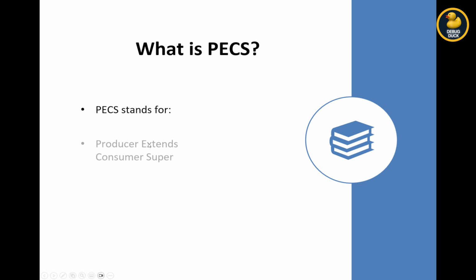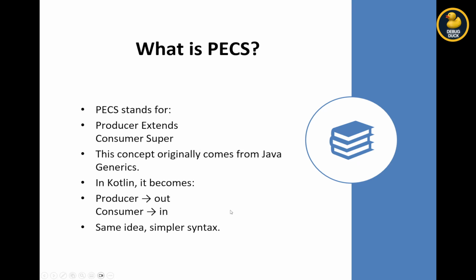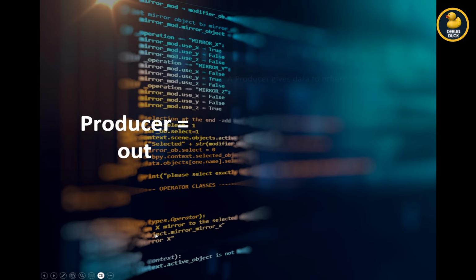What is PECS? It stands for, as we said, Producer Extends and Consumer Super. This concept originally comes from Java generics. In Kotlin, it becomes Producer Out, Consumer In. The same idea, simpler syntax.